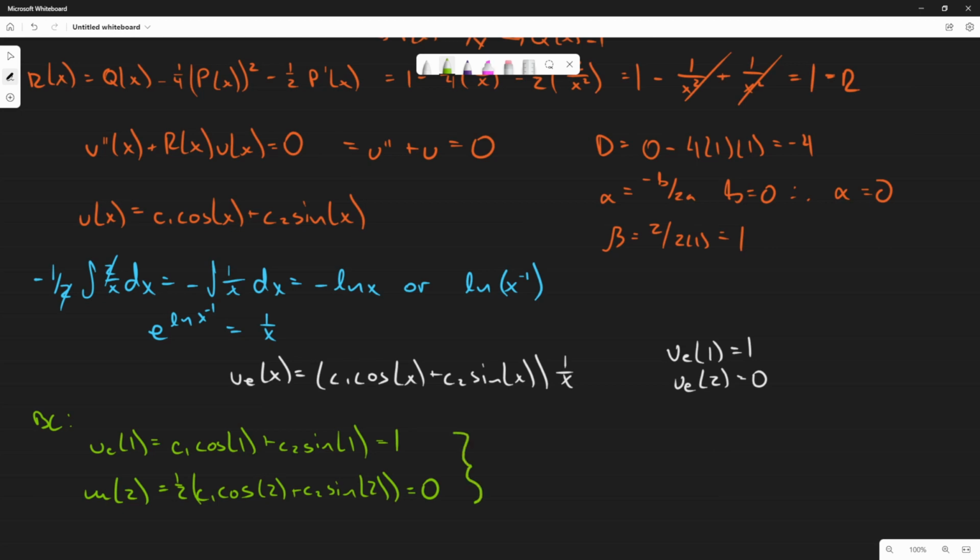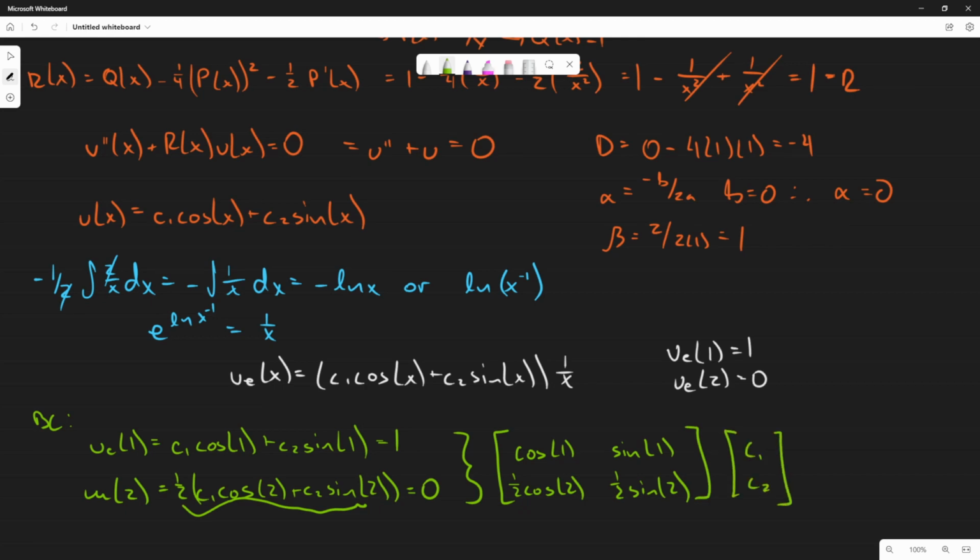So we're going to put this in a matrix, and this is pretty much equal to cosine of 1, sine of 1, 1/2 cosine of 2, and 1/2 sine of 2, because I'm distributing the 1/2 in this portion here, and that is multiplied by c1 and c2, and that is equal to 1, 0.